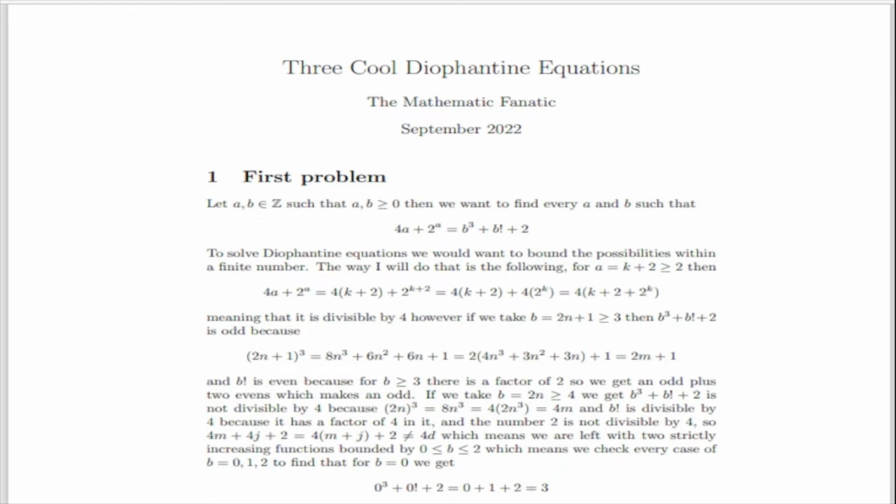Let a and b be integers such that a and b are greater than or equal to 0. Then we want to find every a and b such that 4a plus 2 to the a equals b cubed plus b factorial plus 2. To solve Diophantine equations, we would want to bound the possibilities within a finite number. The way I will do that is the following.